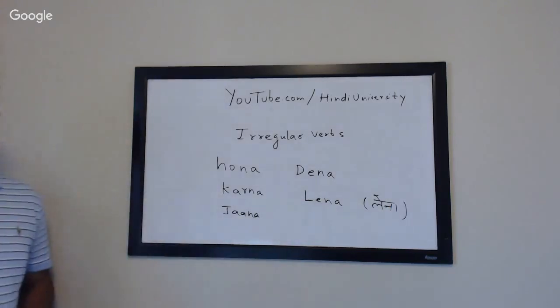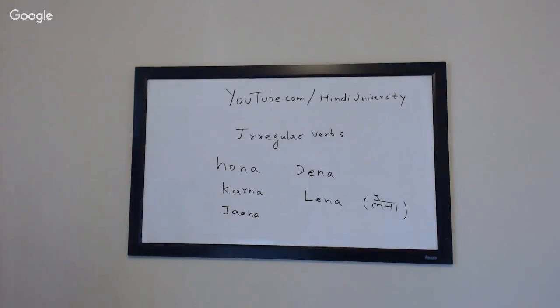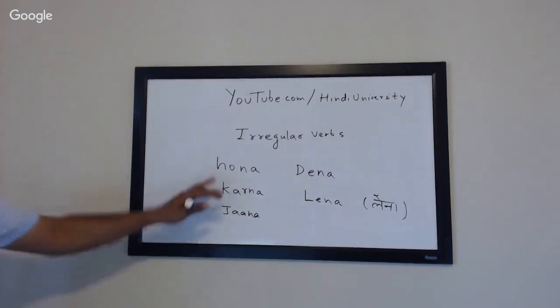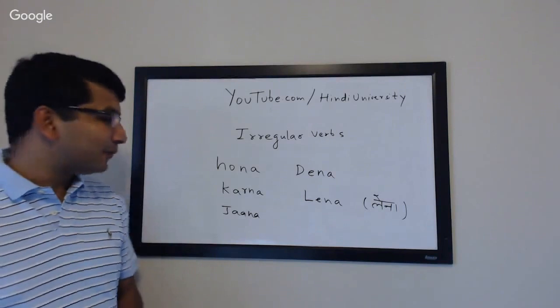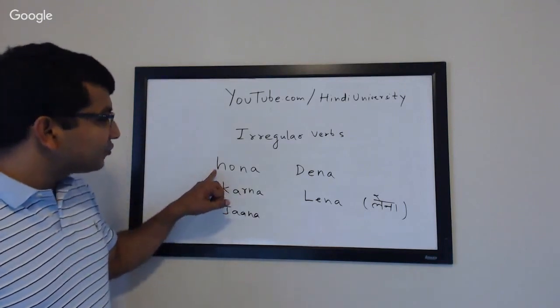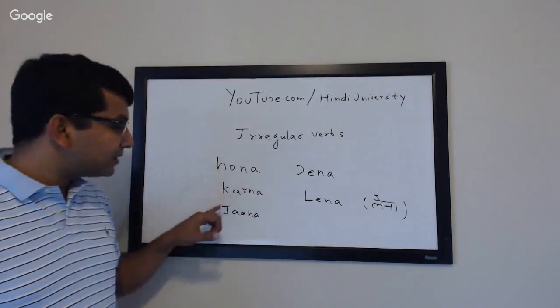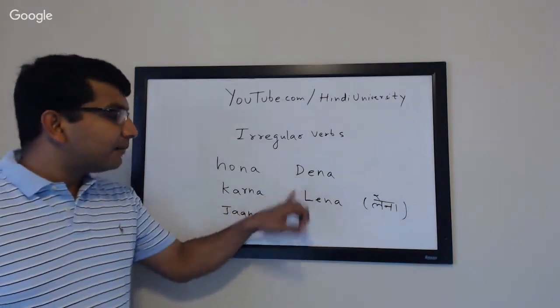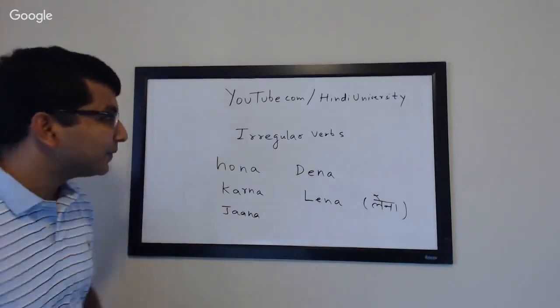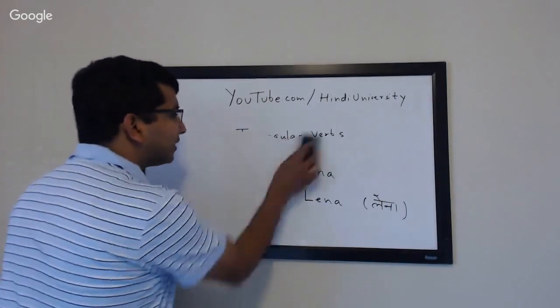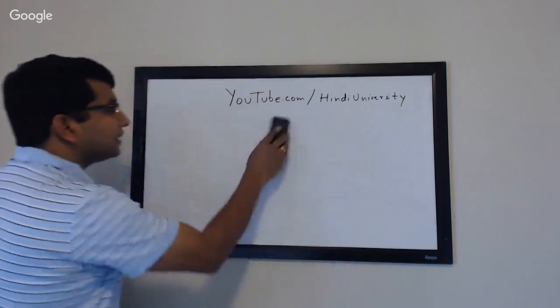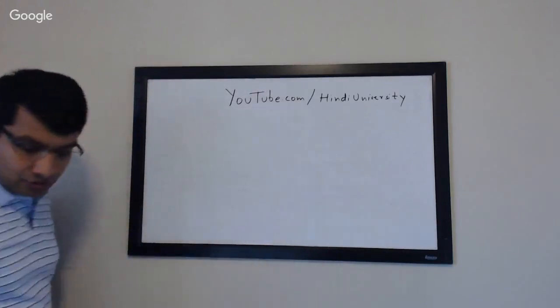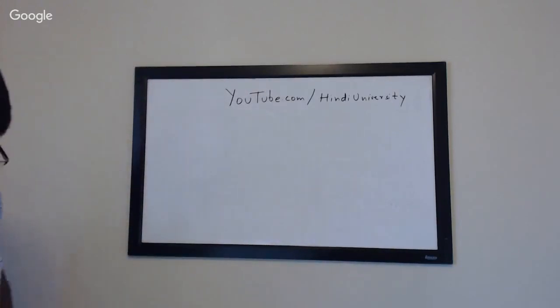I try to make the story a little bit more challenging, so you get to exercise all the irregular verbs that we have studied so far. You will see the notion of hona, how to use hona in the past, how to use karna in the past, and similarly how to use dena and lena in the past as well. Feel free to ask any questions using the Facebook Live as well as Google Hangout. I'm going to give you a quick refresher here.